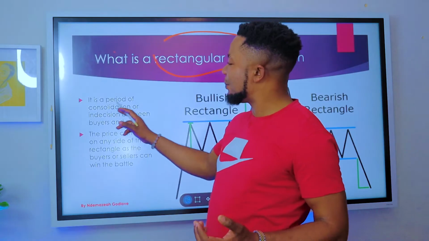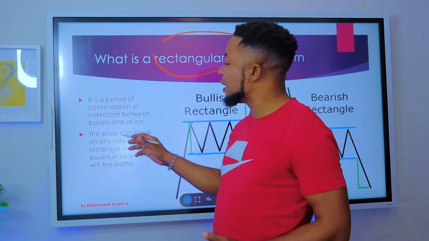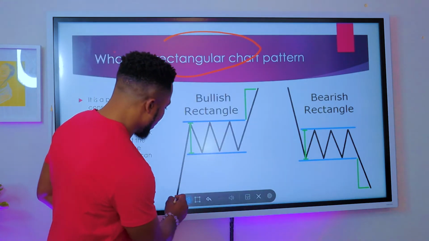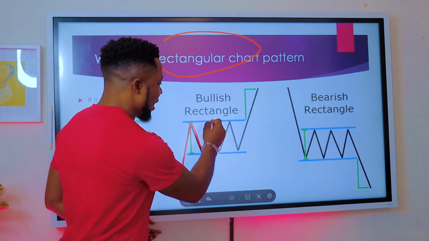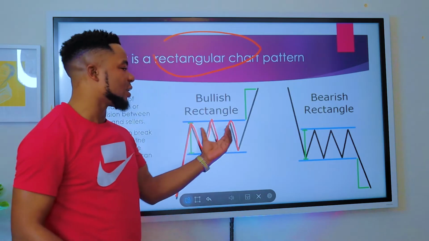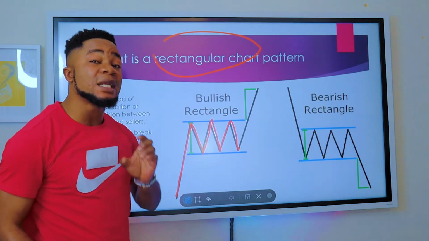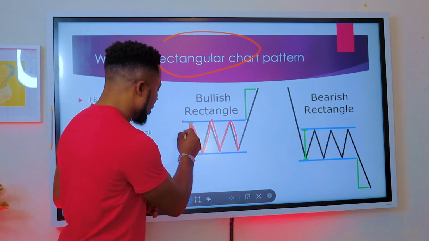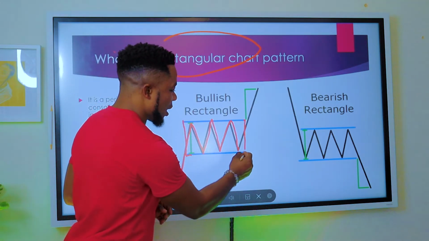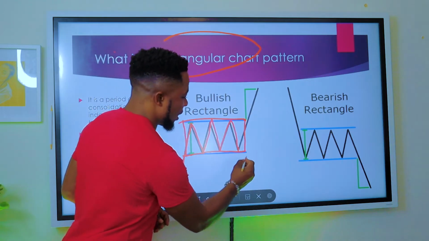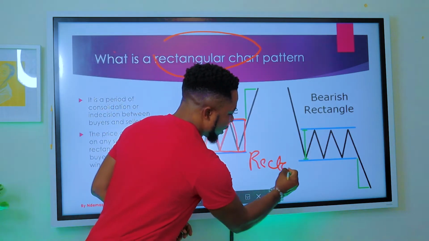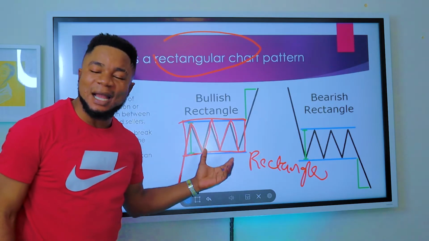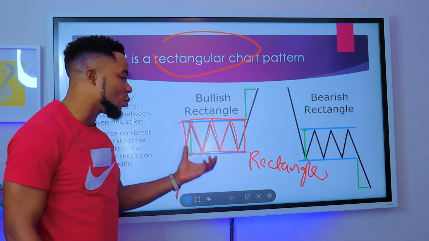So they say it is a period of consolidation or indecision between buyers and sellers. This is an example of a rectangular pattern. You see the market going up, then all of a sudden it starts bouncing, it starts hitting the same levels, the same zones, all right? If I close this zone here and close this zone here, what does it form? It forms a rectangle. That is why it is called a rectangular price pattern or a rectangular chart pattern.